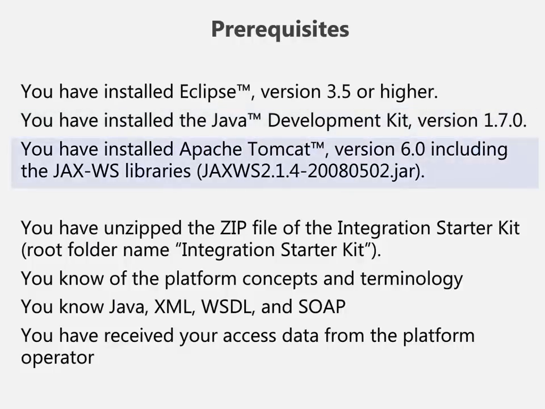You will use Tomcat as a servlet container to run the sample application in the provisioning service. You must have installed Apache Tomcat version 6.0, including the jax.ws libraries, which you can download from the jax-ws.java.net page. You must have unzipped the zip file of the integration starter kit to a folder of your choice.